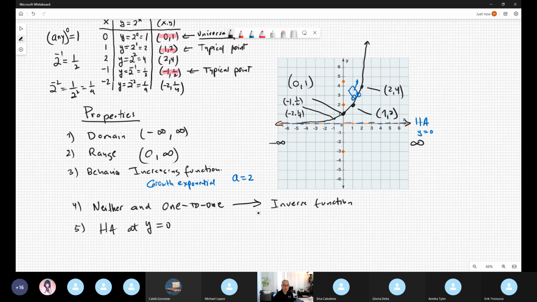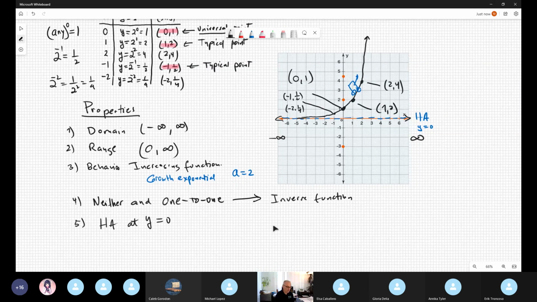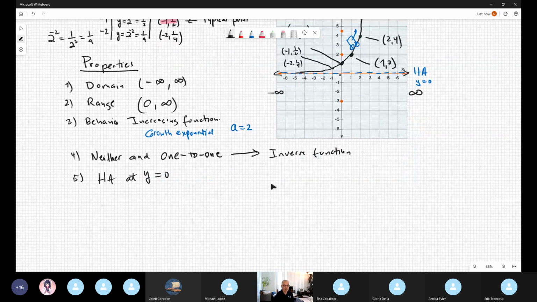Don't forget that. When you are doing the graph, I need to see the graph. I need to see the horizontals in dotted line. And the typical, this is the most important moment now. 6th property. The typical points that you never forget? Well, the universal one, which is 0,1, don't forget that. And 1,2 and negative 1,1/2.